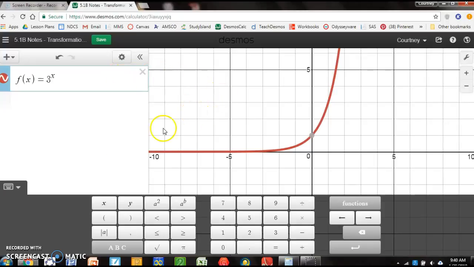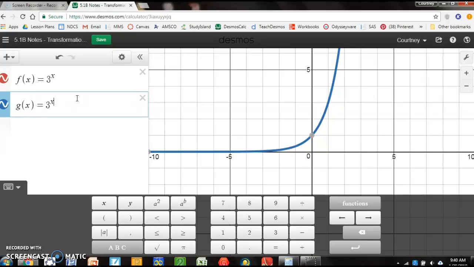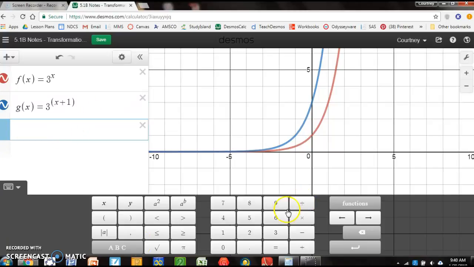So it's going to put this red graph here for us. So now I'm going to type in the other functions that we had so we can see what's going on and how these changes happen. So we'll take g of x equals 3 to the x plus 1. Oops. Guess we have to make sure that we put parentheses around this. So 3 to the x plus 1. And we get rid of this plus sign, and there we go. So we've shifted this whole graph to the left 1 and obtained the blue graph.